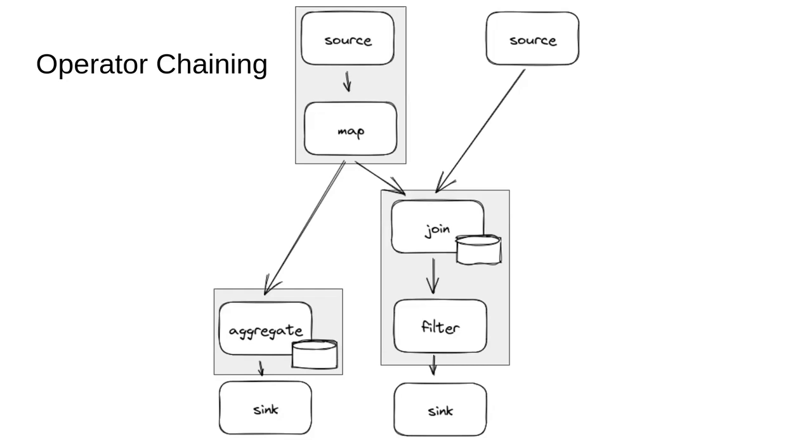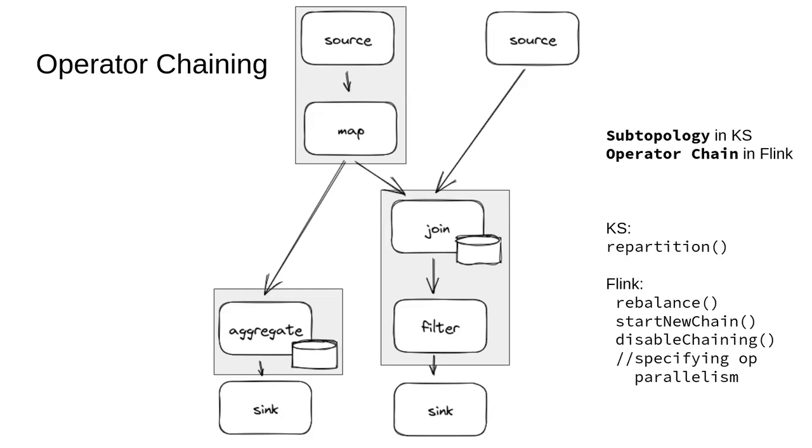And this optimization is both important for performance and also kind of in your face as a system operator. So both Kafka Streams and Flink give this a name. Just FYI, Kafka Streams calls these gray boxes subtopologies because it calls the overall data flow a topology. And Flink calls them operator chains, which is the name I chose to use for this talk. And like all optimizations, sometimes it comes back to bite you.